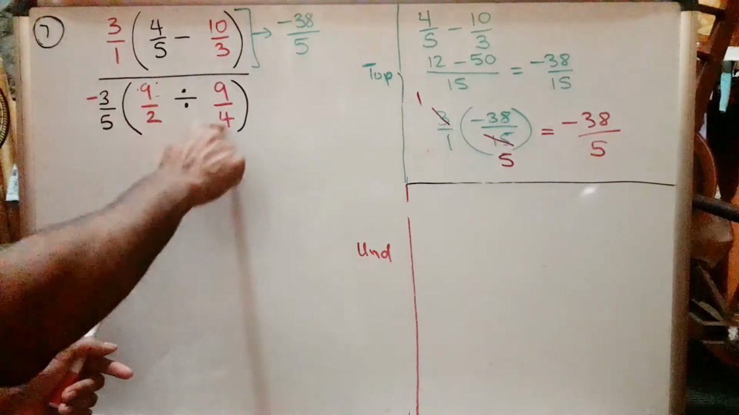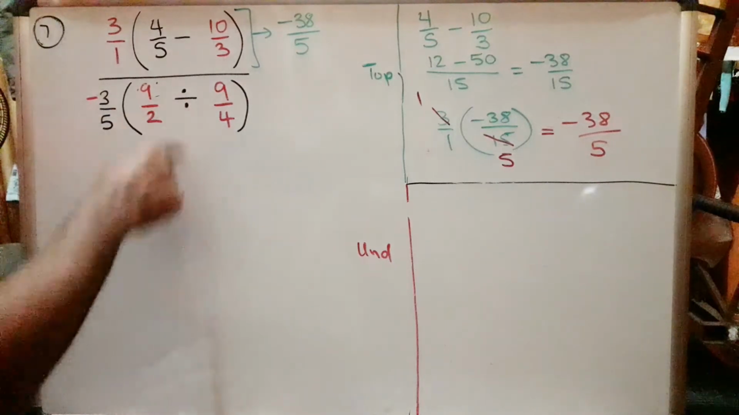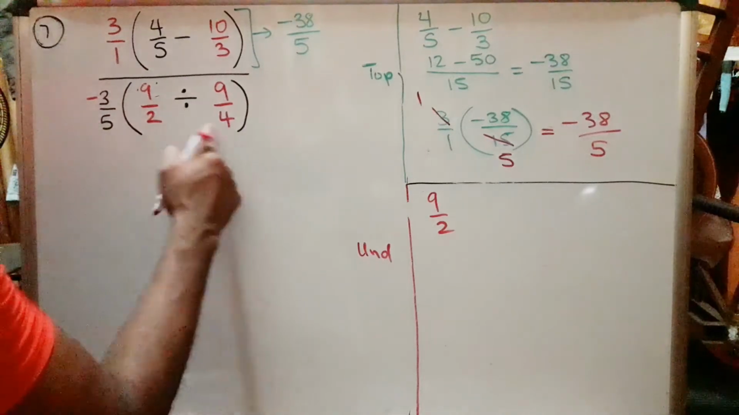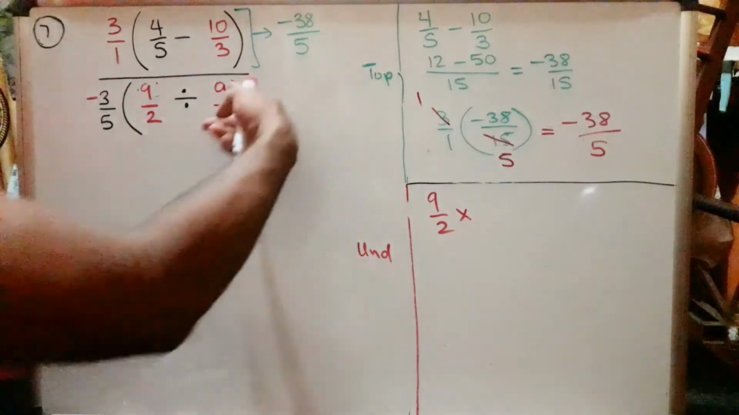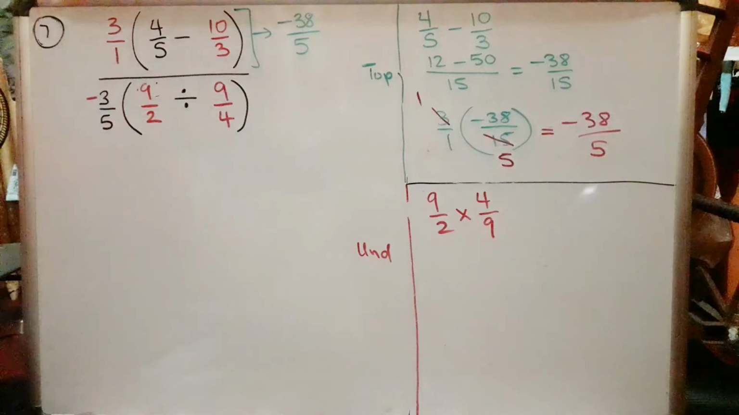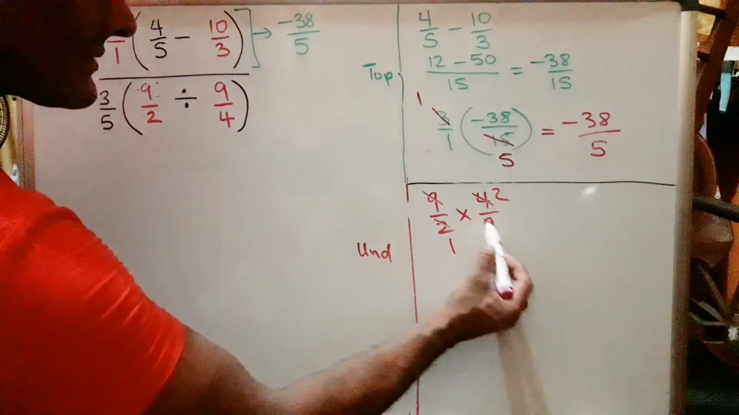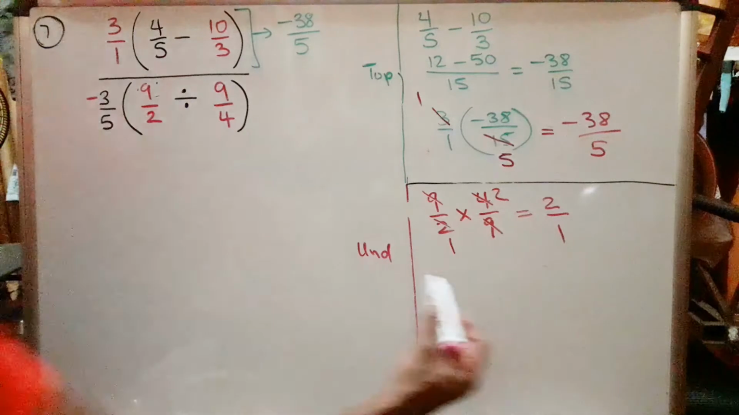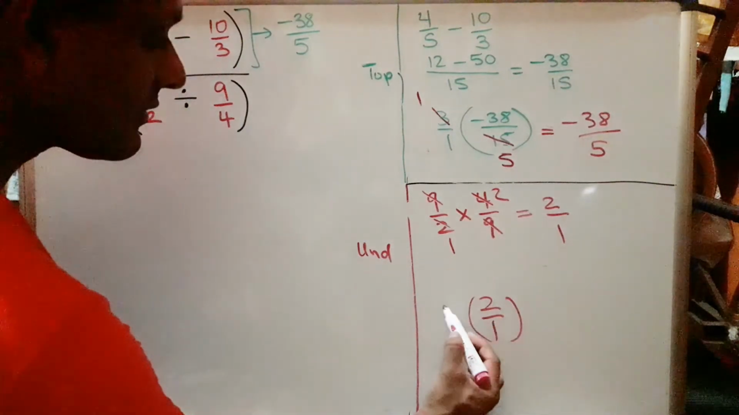Going to work out the brackets, and whatever we get, we're going to multiply by minus 3 on 5. Now you notice we have a divide here. So we have 9 on 2 divided, but we know when you have a divide, the divide will change to a multiply, and the item after will flip. So we're going to get 4 on 9. So let's do that one time. 2 into 2 is 1, 2 into 4 is 2, and the 2 9s will cancel out to give us 2 on 1.